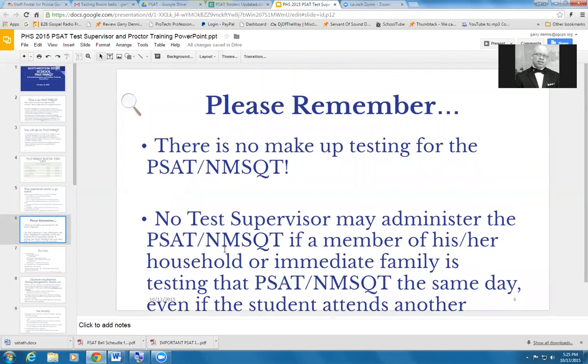Next, please remember that there is no makeups. This is a 1 day, thank goodness, 3-hour test that we don't have to make up any day until next year.